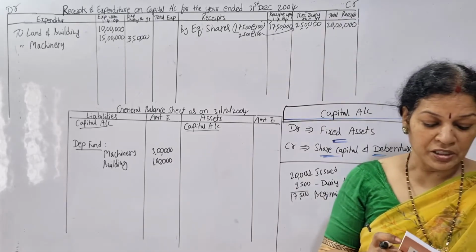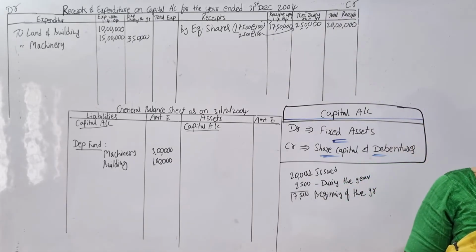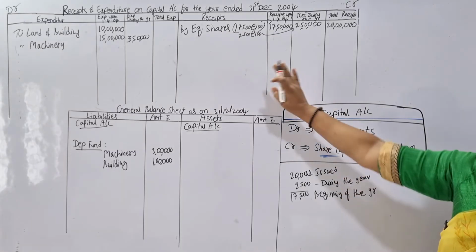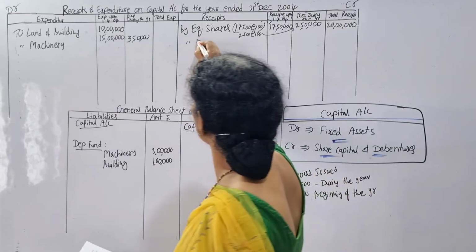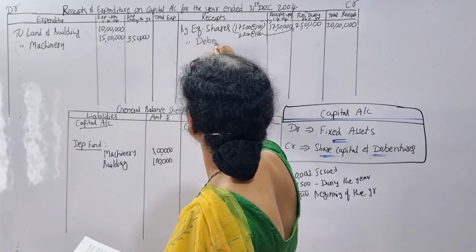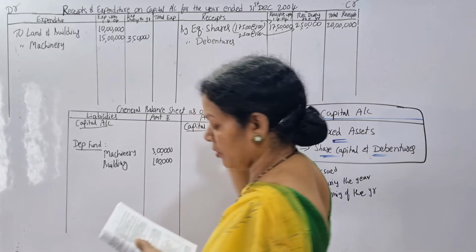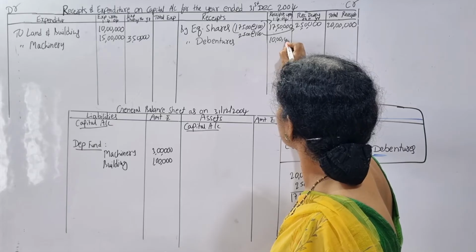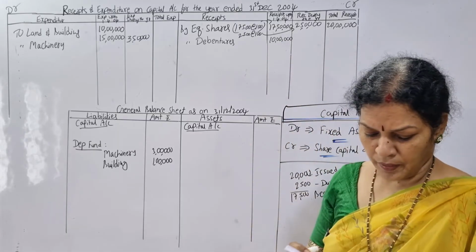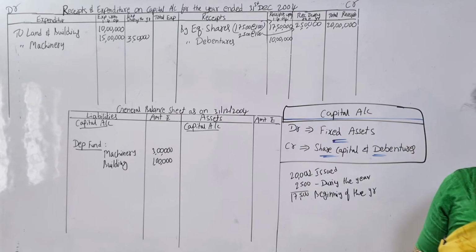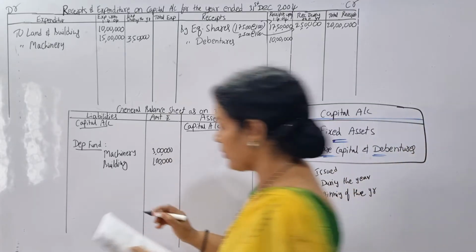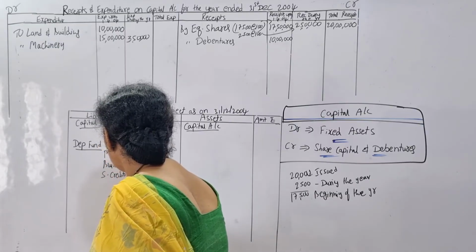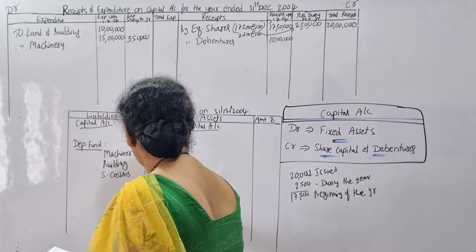Capital is over. Now next 7.5% debentures, 10 lakh rupees secured by a charge on fixed assets. Debentures also credit side. Debentures how much? 10 lakh. Next, sundry creditors. Creditors will be balance sheet liability. Sundry creditors 2,50,000.